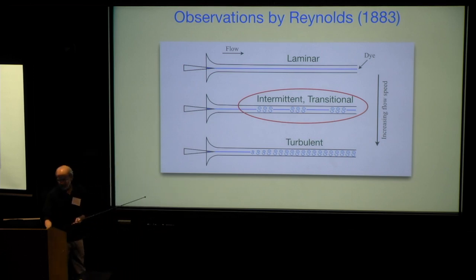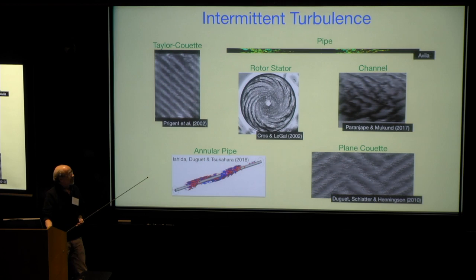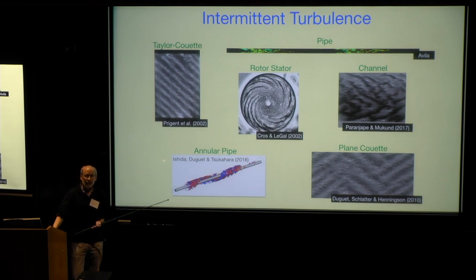All right? So just to remind you of notation, I will use that word puff. One of these localized patches in a pipe is a puff, and I'll use that even if I didn't want to. I can't help myself. All right, so these are a variety of different shear flows, and they all show this intermittent transition.